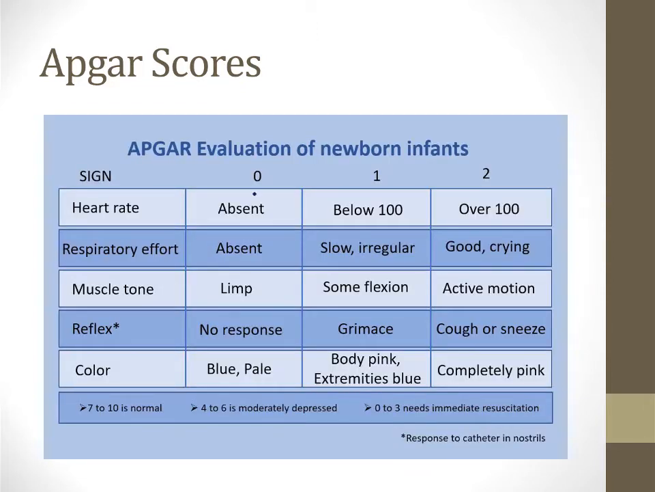And here's a chart from Wikipedia just showing you how the APGAR scores are assigned. So for example, for heart rate, there's a score of 0 if there is no pulse. Below 100 is 1 and over 100 is 2. And then for all these other items here, respiratory effort, muscle tone, reflexes, and the reflexes include whether the baby grimaces or coughs or sneezes. And then finally color, a 0 is blue or pale and 2 is completely pink.